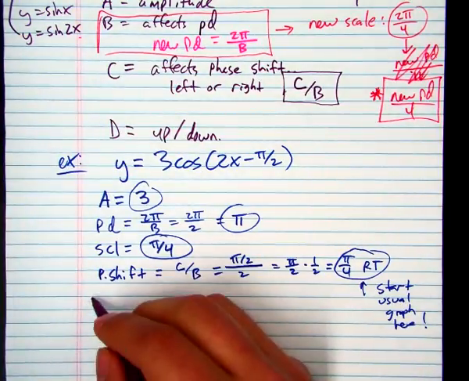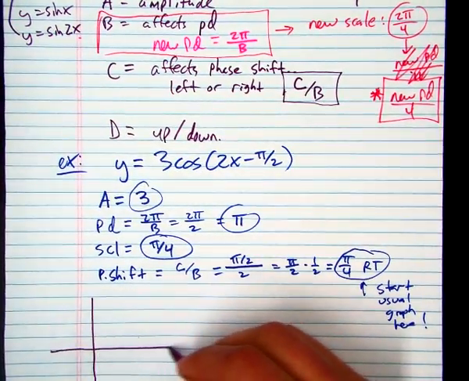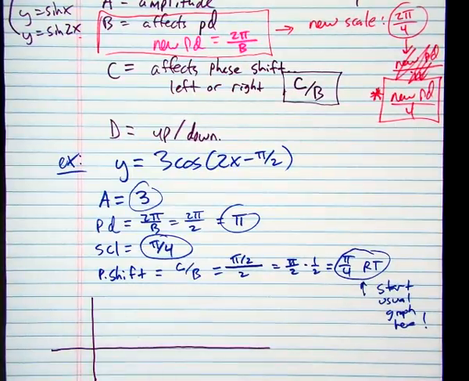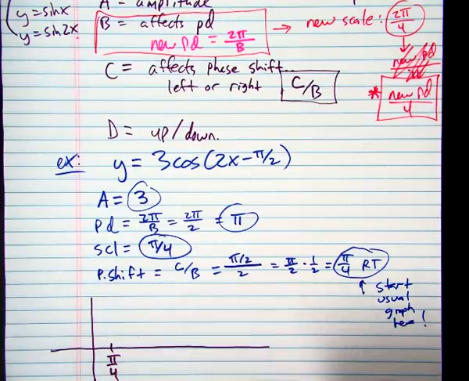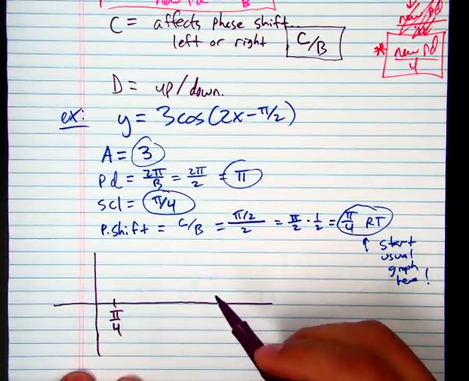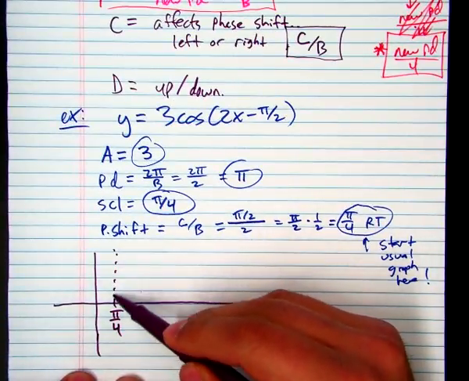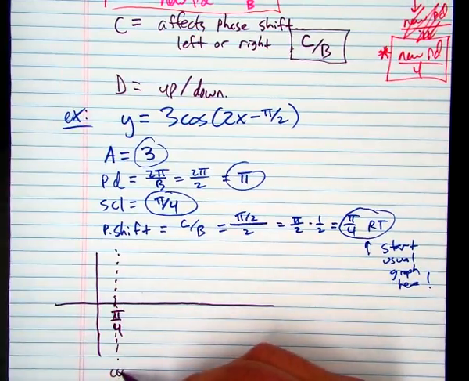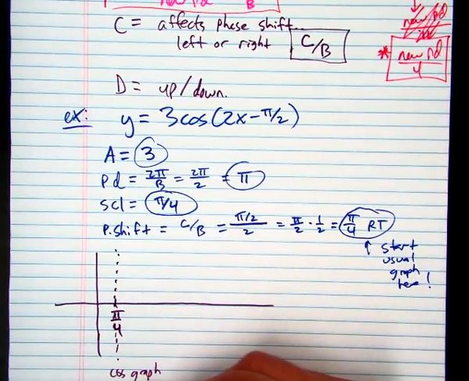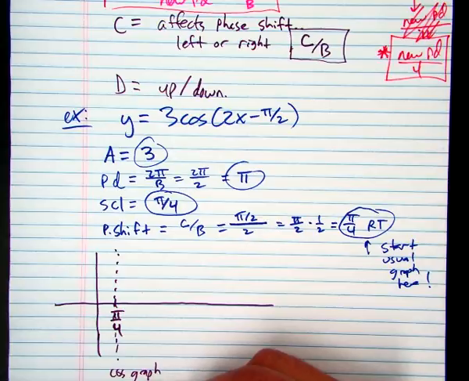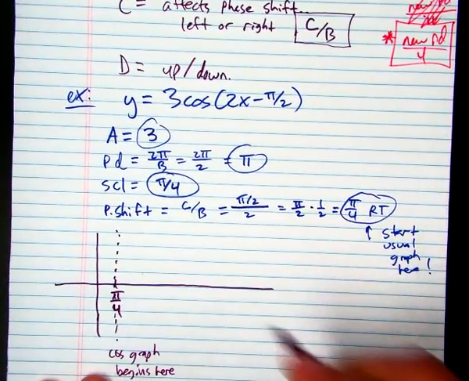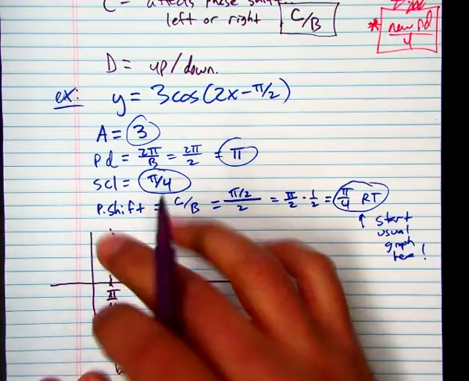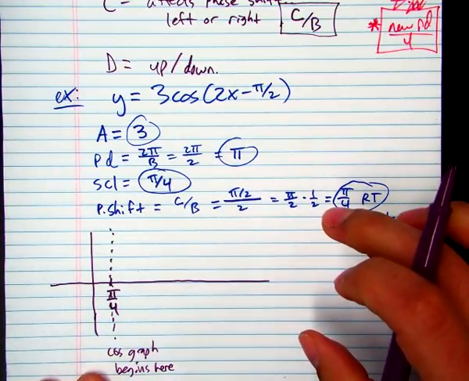draw an axis. Go to pi over 4. And this is where I'm going to begin my cosine graph. Again, I'm being very deep. You're not going to do it like this every time, but so right here at this x value, that's where I'm going to focus my graphing. Okay? What was the scale?